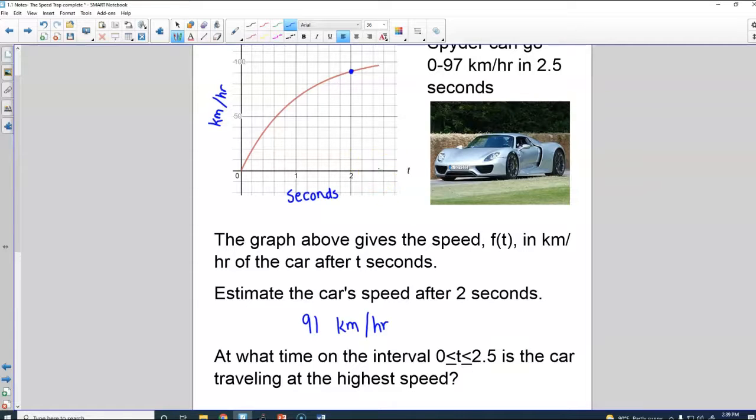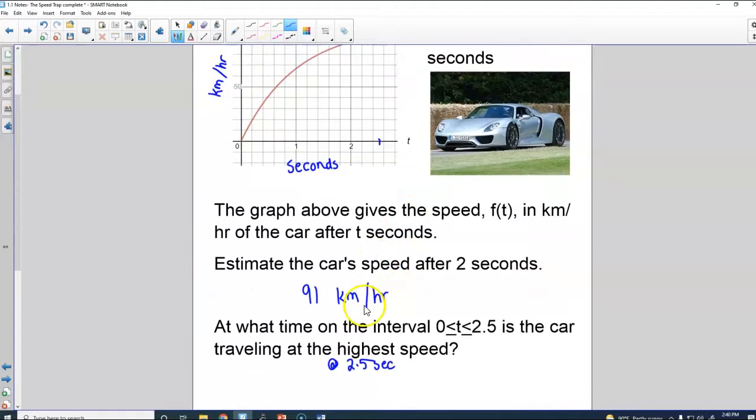Okay, Daniel's right. Why is it 2.5? So for this, it's at 2.5 seconds, right? Because at this point, your highest speed is right here, because this graph is giving us speed. So this is the highest point on the graph right here. So 2.5 seconds, we're at 97 kilometers per hour, because it told us that over here. So these are just reading straight off of the graph.